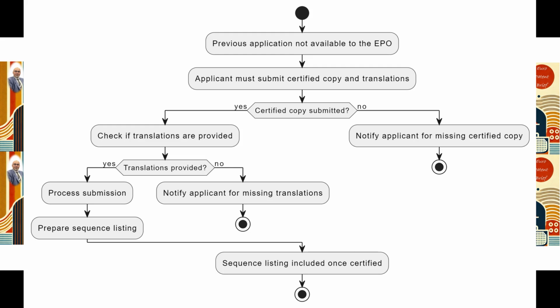Let's move on to 5.2. Sequence information filed under Rule 56A. Under Rule 56A, erroneously filed sequence listings can be corrected.